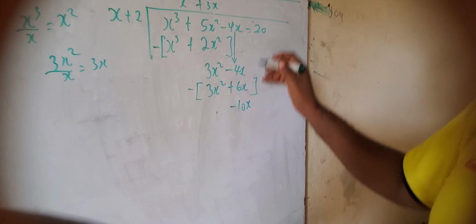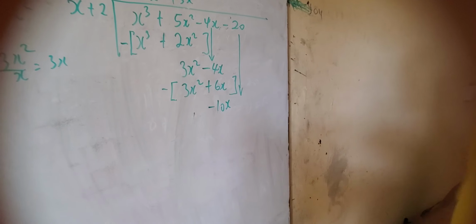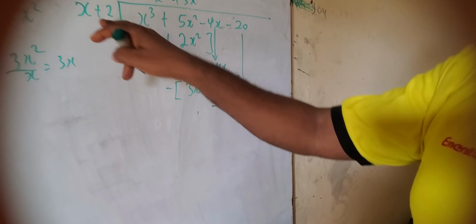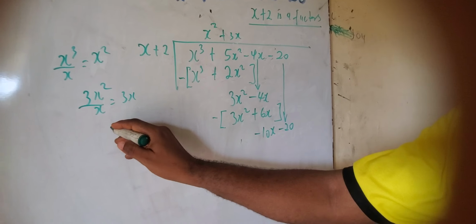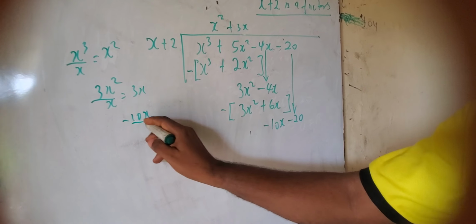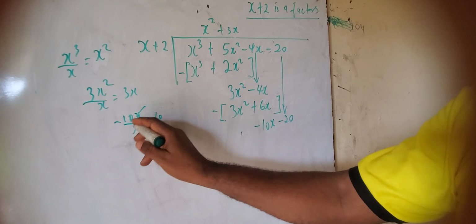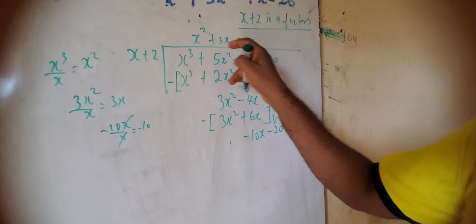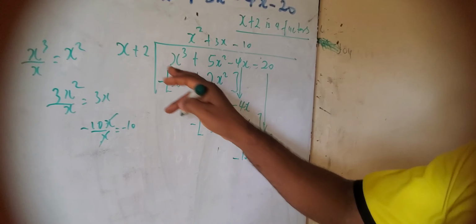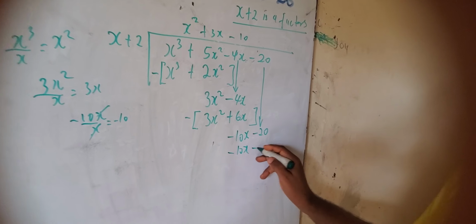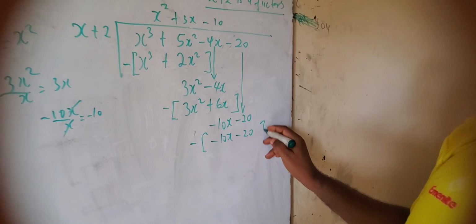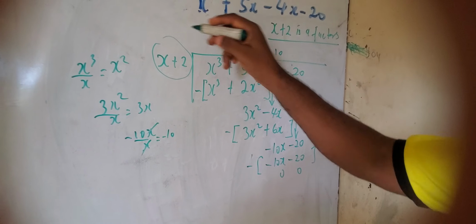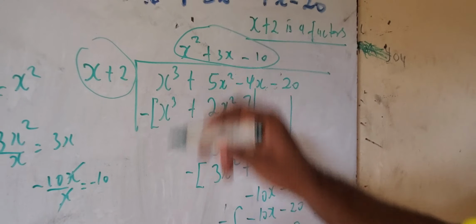After you have done your subtraction, bring down the next term. That will give us minus 20. Now, use this x to divide this minus 10x. So minus 10x divided by x will give me minus 10, because this cancels this. So I have minus 10 there. Use these two to multiply this minus 10. x times minus 10 will give me minus 10x. Then plus 2 times minus 10 will give me minus 20. Then do subtraction. This becomes 0, 0. So that means this is a factor, and this quadratic function too is also a factor.